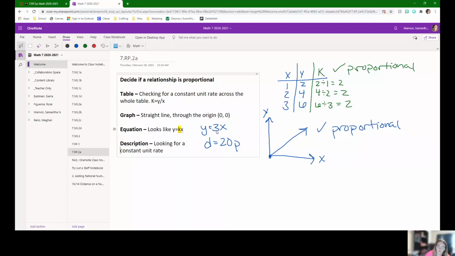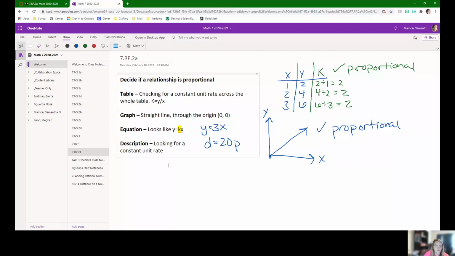Maybe you're really good at equations and algebra and you want to write an equation for the description, but there's really no one way of looking at a description saying, yes, I know that's proportional. You need to just make sure that if there is a unit rate, it's constant, right? So it doesn't change. So it's not you read 20 pages a day and on Saturday you read 30 pages. That changed. It's not constant.